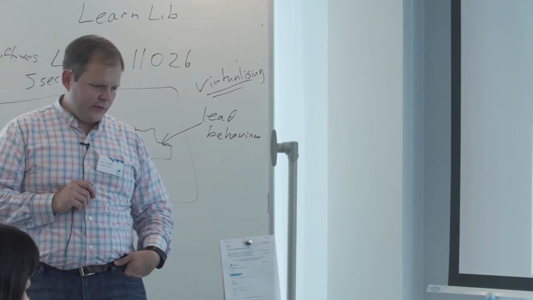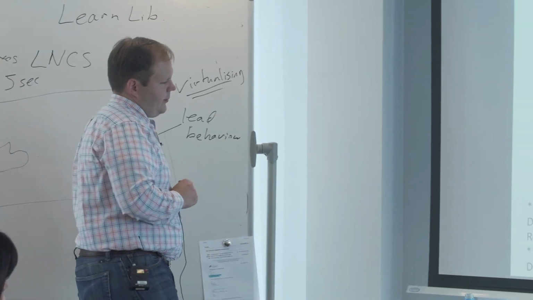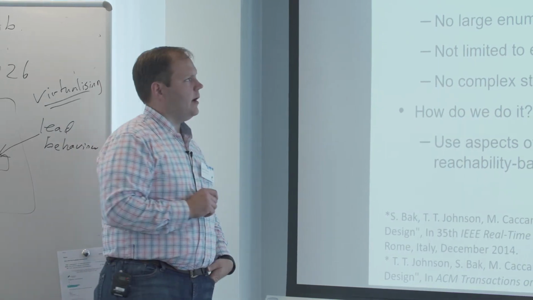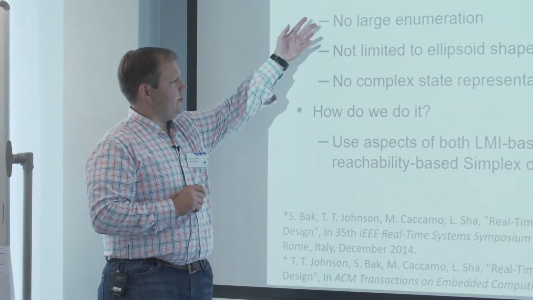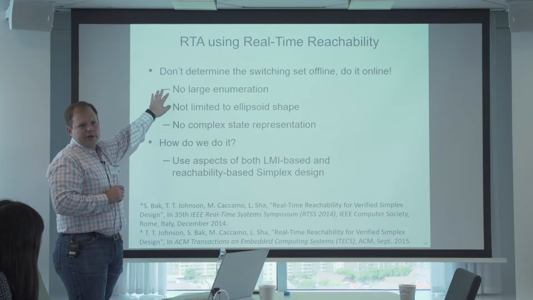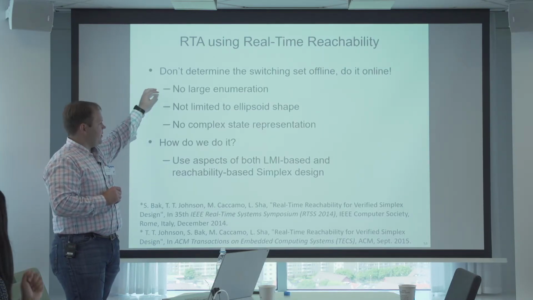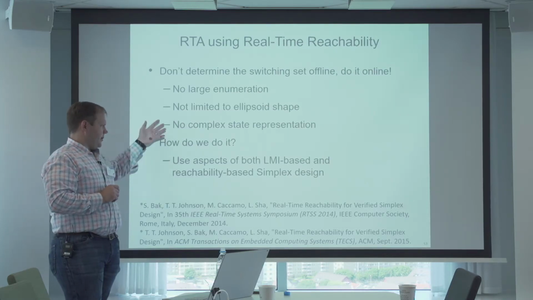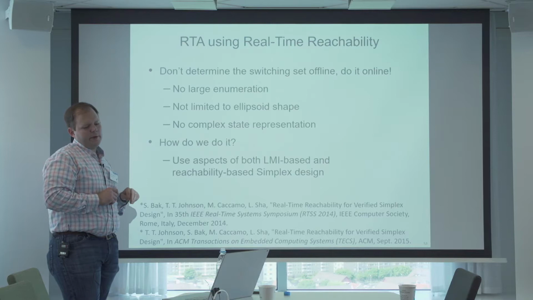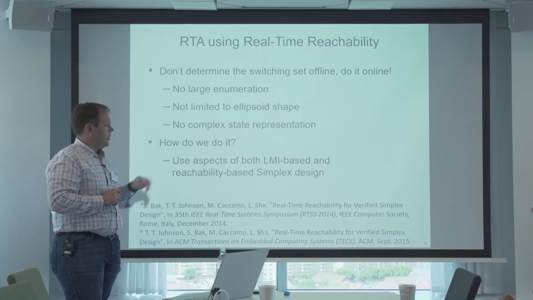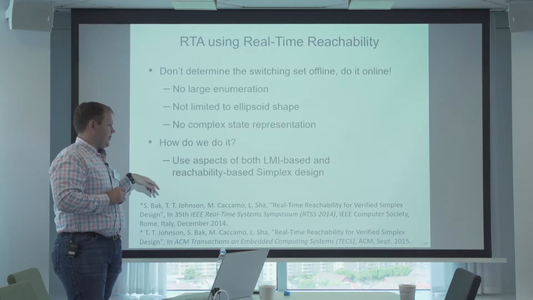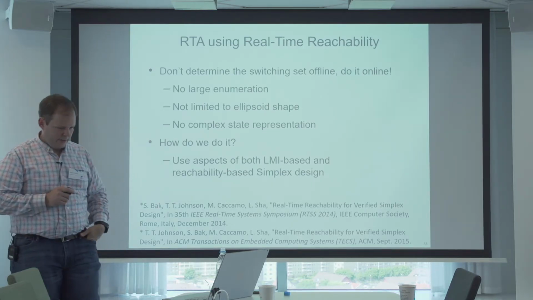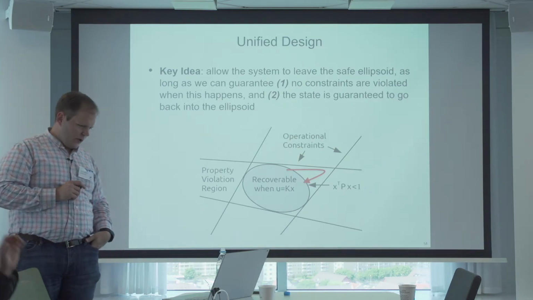The benefit of this is now we're no longer limited to this ellipsoidal under-approximation of the region of attraction. And we don't have to do any of this enumeration, like doing simulations offline a priori or computing reach sets offline a priori. And because we don't care about computing reach sets for long periods of time, we don't actually have to use a complex state space representation. So we're just using hyperboxes or hyperrectangles. All right, so that's the key idea.